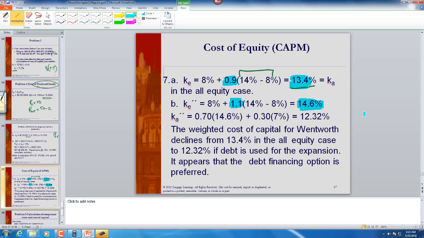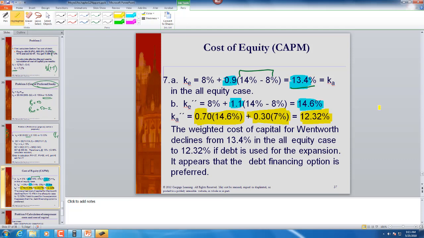Now, remember one thing though. We know that cost of equity will go up when you start issuing debt. But what we want to know is, will it reduce the weighted average cost of capital? So now you have 30% debt and 70% equity. So that means weight of equity multiplied by the new cost of equity, which is 14.6, plus 30% multiplied by the after-tax cost of debt. Overall weighted average cost of capital has come down from 13.4 by less than 1% to 12.32. Actually, a little more than 1%.